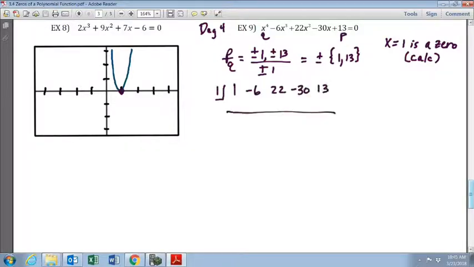So let's go ahead and do synthetic division with 1. So let's drop our 1. We're going to multiply, we get 1. Add, you get -5. Multiply, you get -5. 22 minus 5 is 17. Of course, when we multiply, we get 17. -30 and 17 is -13. Times 1, we're going to get -13. And so, of course, when we add, we get 0, which is exactly what we expected.